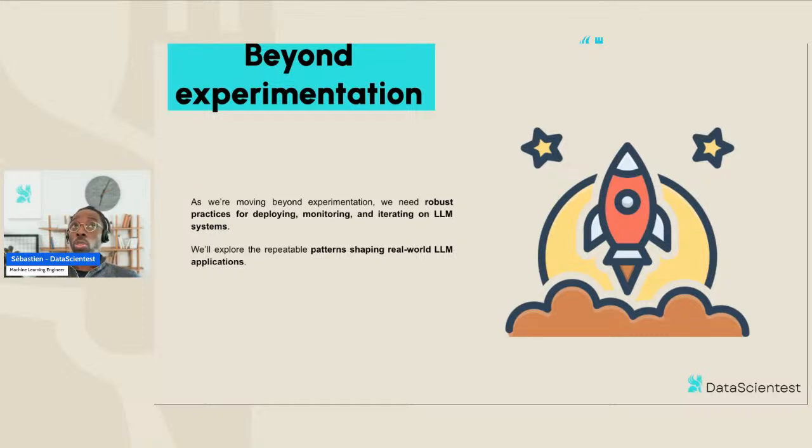So as we are moving beyond experimentation, because nowadays we are no longer experimenting, LLMs have been there for very long and we don't have a choice. We simply need to master how to use them. So we need robust practices for deploying, monitoring, and iterating using LLM power, using applications that use LLMs. And this is the purpose of this presentation. We know that LLMs are there. So what is the methodology, and what do we need to know when we want to create applications based on that?